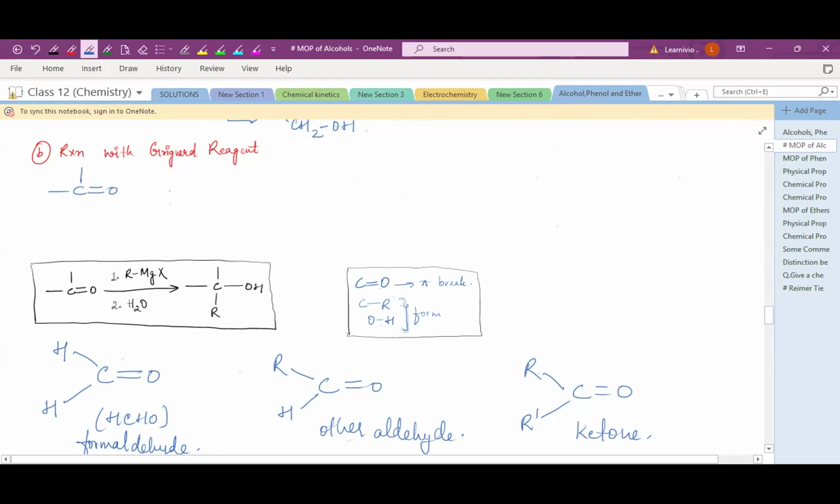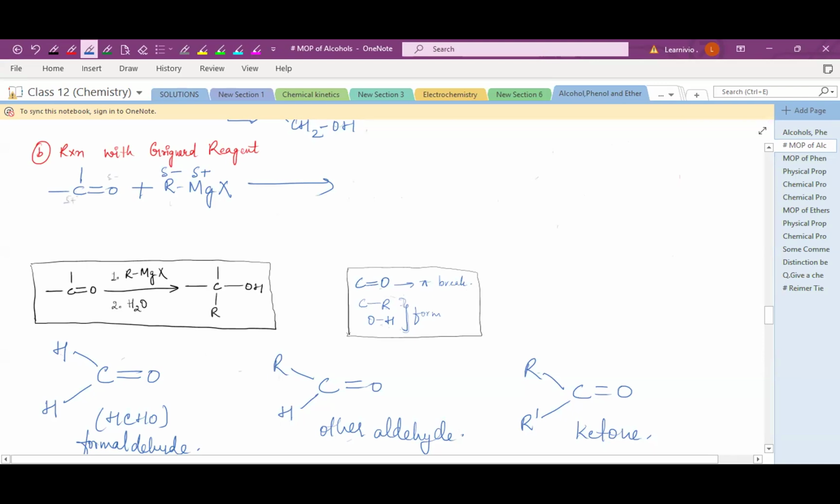So when you treat it with RMgX, you know very well when the magnesium is attached to the alkyl group, magnesium is electropositive, so it will acquire a partial positive charge. And this alkyl group will acquire a partial negative charge. And what about this one? Between carbon and oxygen, which one is more electronegative? Oxygen. Yes, so oxygen will acquire a negative charge and this carbon will acquire a partial positive charge.